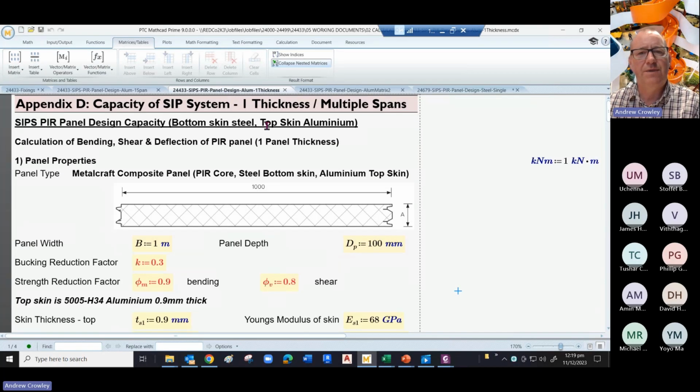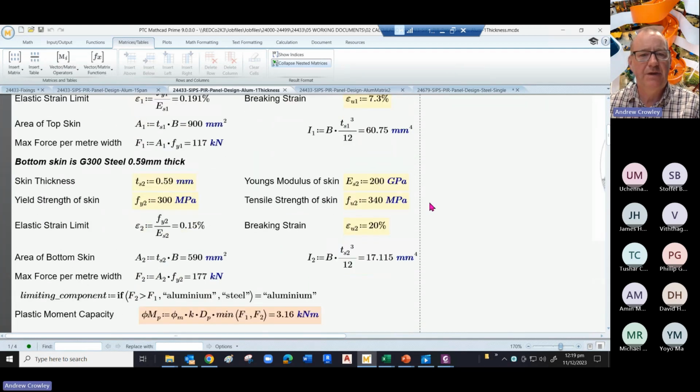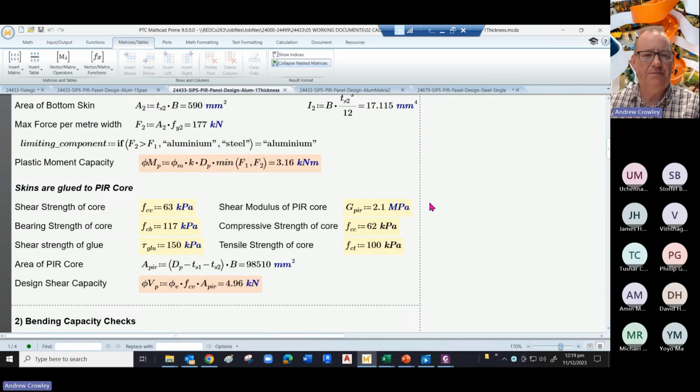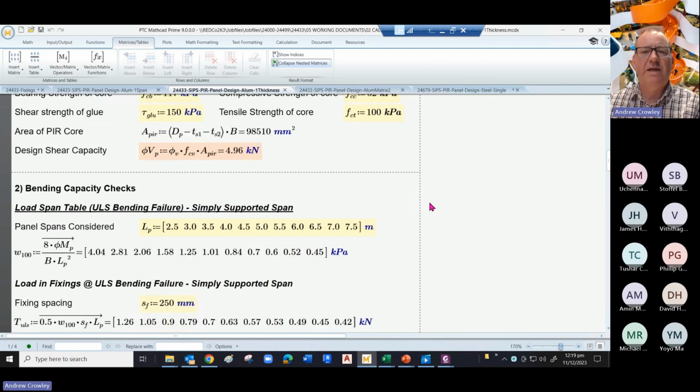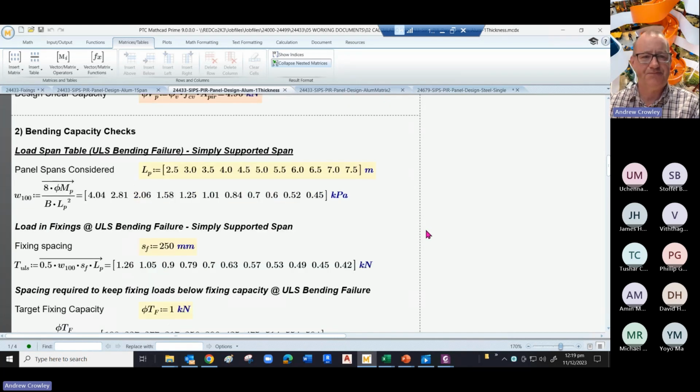So now we do one thickness, but multiple spans. Same sort of input at the beginning. And now this time, we have a range of spans, and we put it in as a one-dimensional matrix, so an array. So length is equal from 2.5 meters up to 7.5 meters. And from that, we can get our load span table for this particular panel.